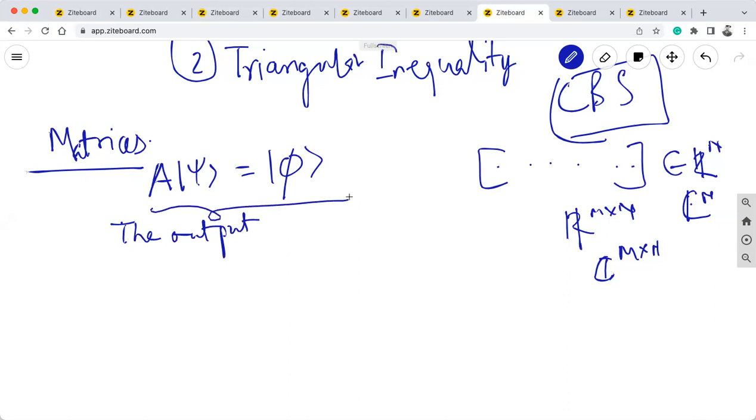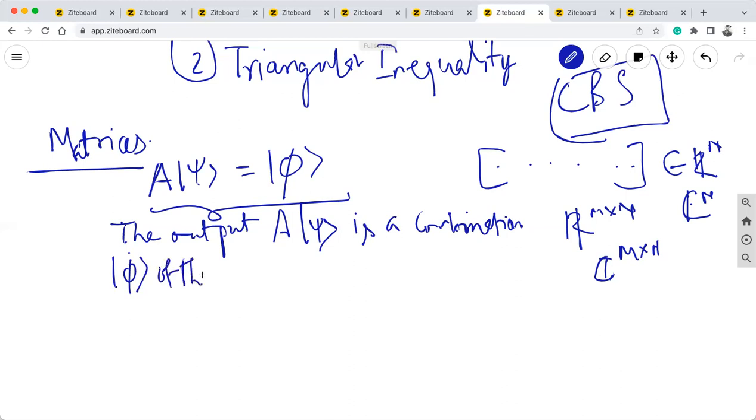This kind of equation we have seen and will be seeing in many other places. So the output, A ket psi, is a combination, and the combination is ket phi, of the columns of A.